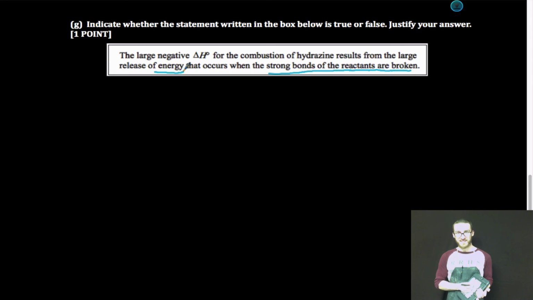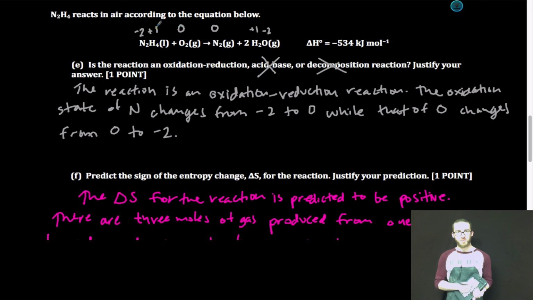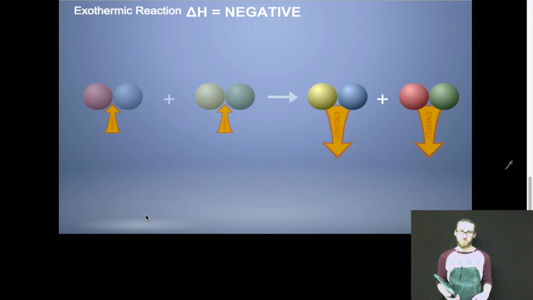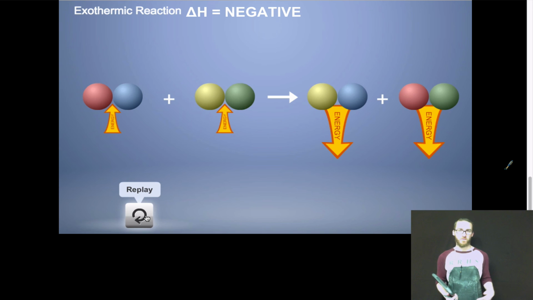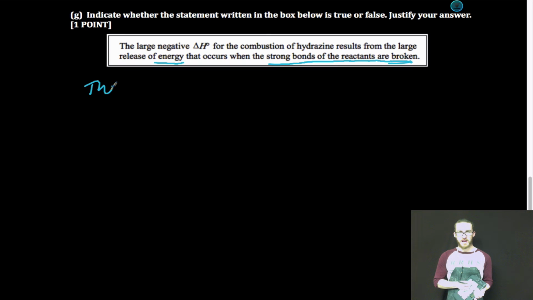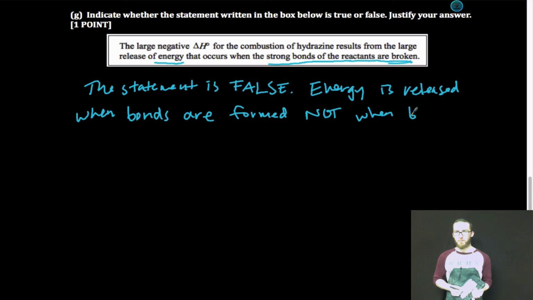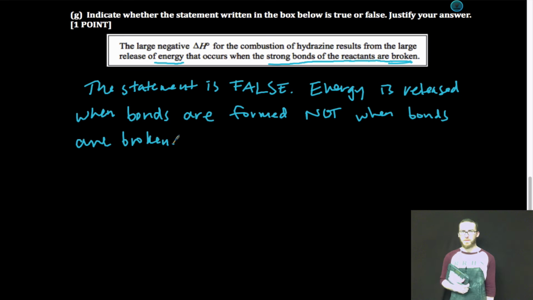Is energy released when we break the bonds of the reactants? No. You have to put energy in to break the bonds of the reactants, and then energy is released upon the formation of those product bonds. Remember that with a chemical reaction, you have to put energy in order to break the reactant bonds, and energy is then released upon the formation of those product bonds. The statement is false. Energy is released when bonds are formed, not when bonds are broken. Boom. Done.